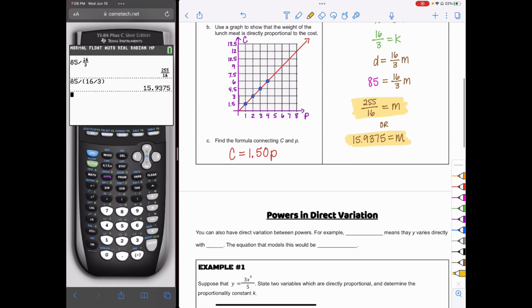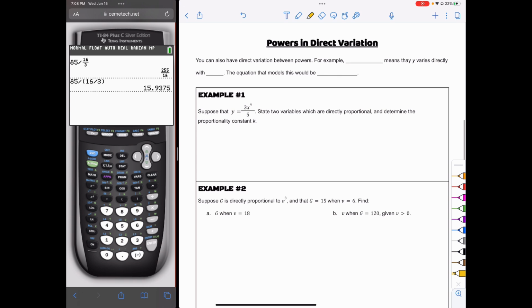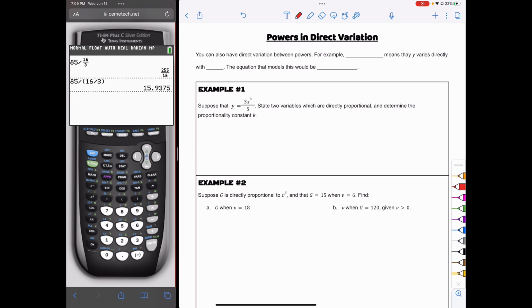All right, so now let's look at what we have when we have powers in direct variation. So anytime you have powers in direct variation, you have to understand that you're now dealing with exponents. Okay, so anytime you are dealing with exponents, you may have an example where it says that y varies directly as x squared. So that means that y varies directly with the square of whatever x is. The equation that will model this would end up being y is equal to k times x squared. So that will be the equation that we're dealing with.